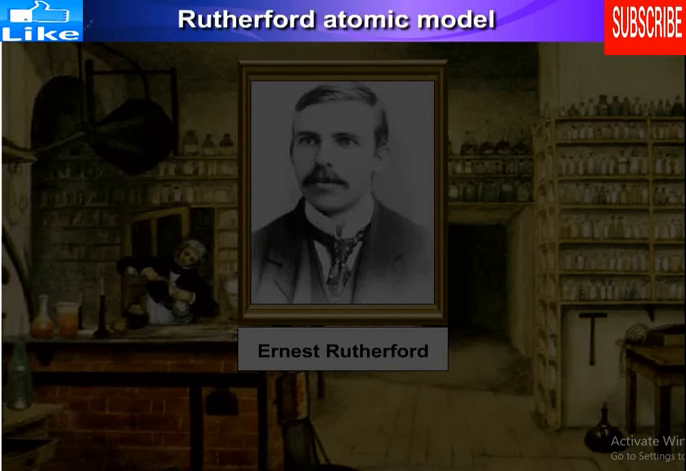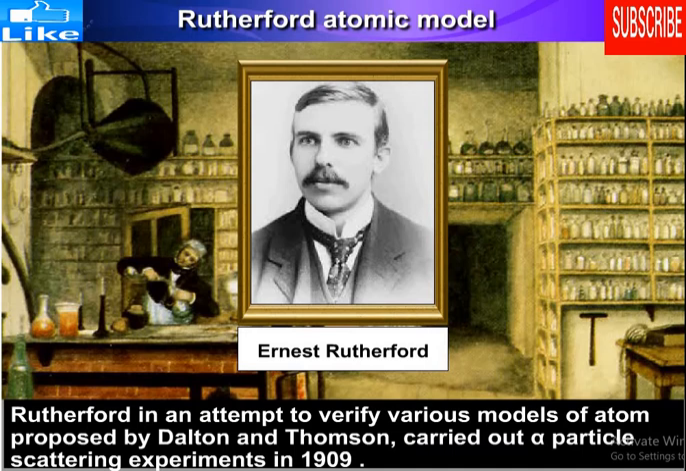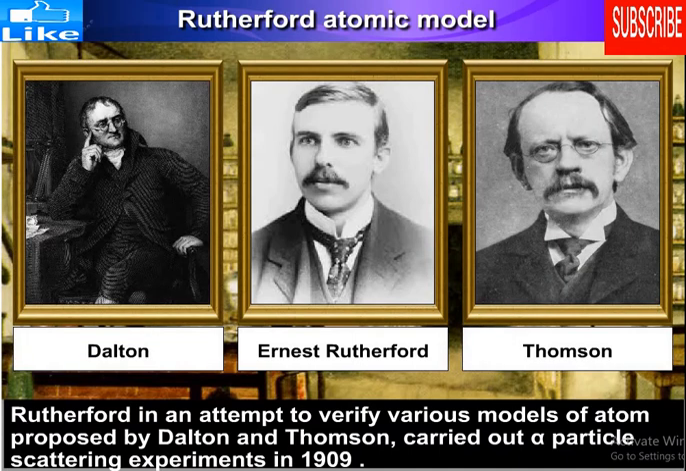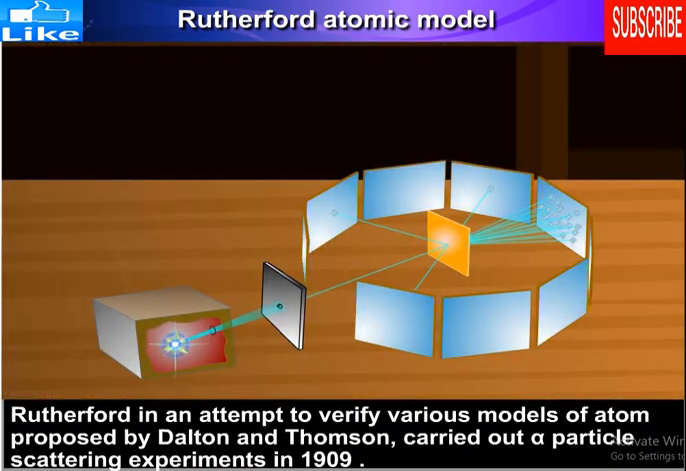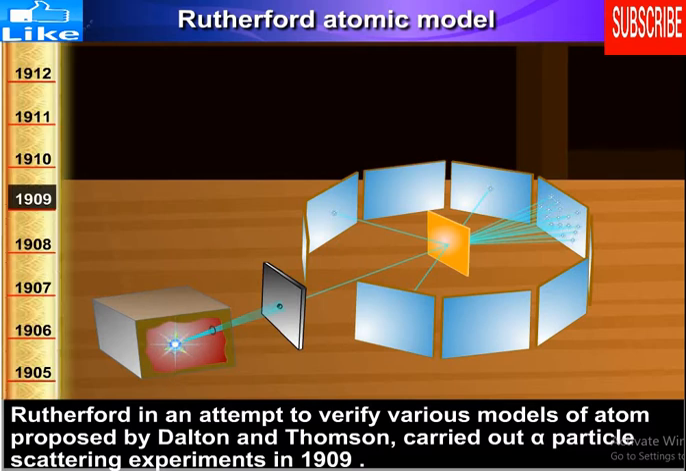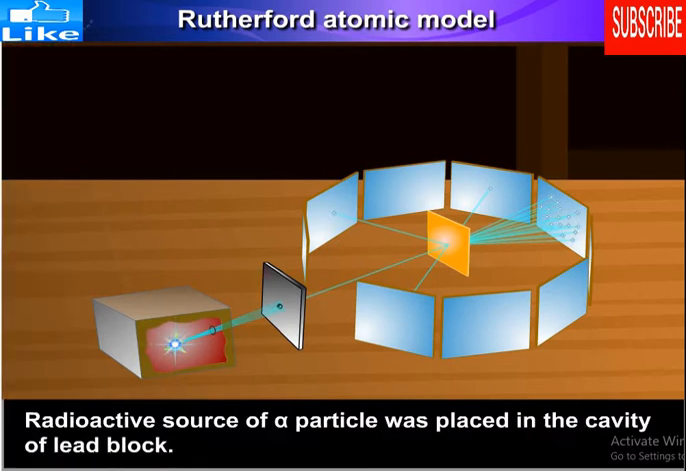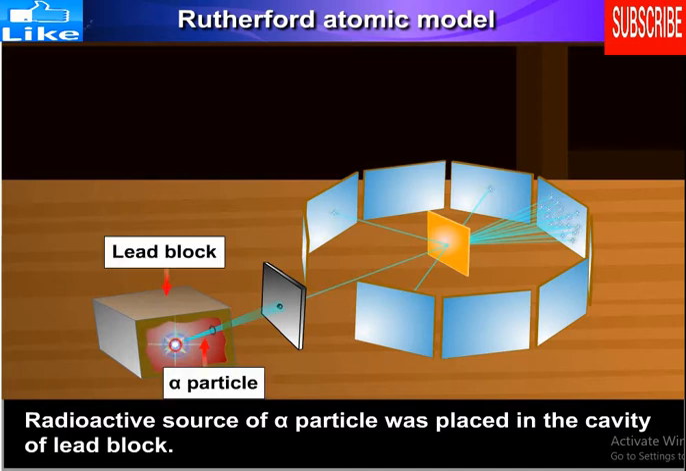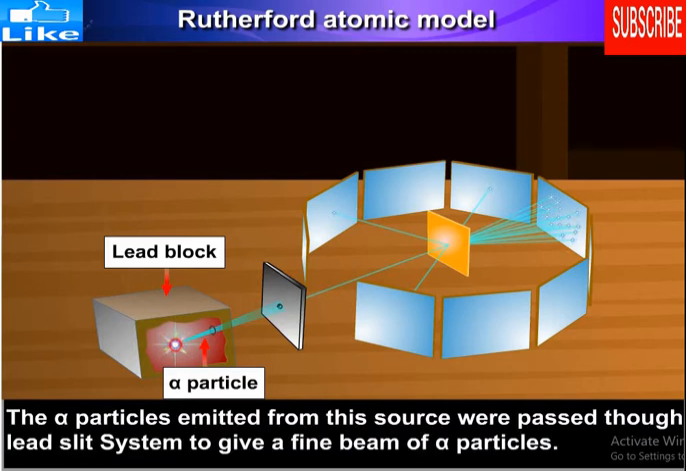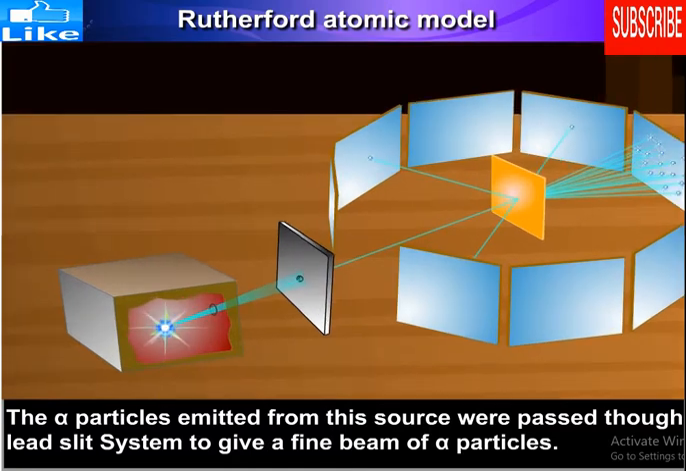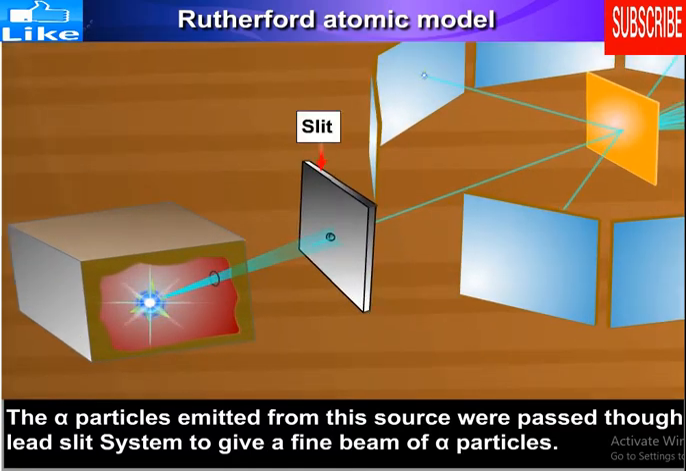Rutherford's atomic model. Rutherford, in an attempt to verify various models of atom proposed by Dalton and Thomson, carried out alpha particle scattering experiments in 1909. A radioactive source of alpha particle was placed in the cavity of lead block. The alpha particles emitted from this source were passed through lead slit system to give a fine beam of particles.